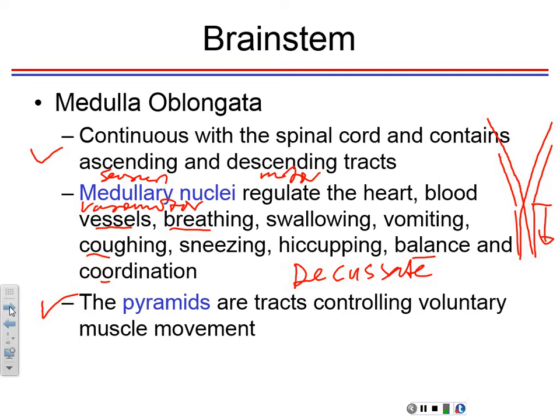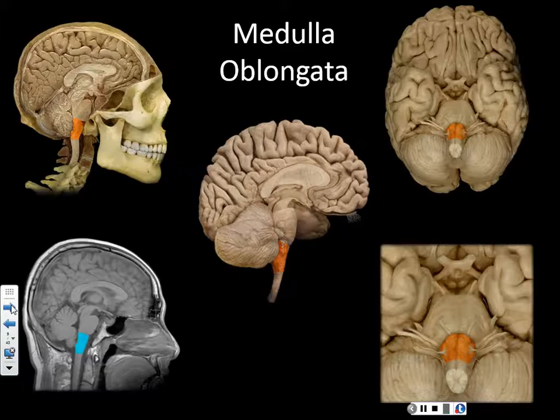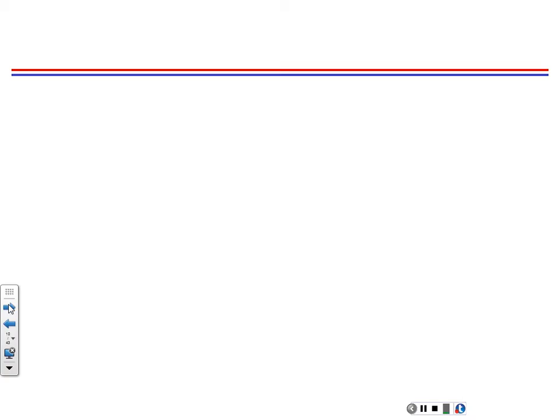So this is coming from the right side of the brain, and it will go and control the left, and from the left to the right side, because of these pyramids, which control voluntary muscle activity. So there's your medulla right there, which is the last part of the brain that is continuous with the spinal cord.